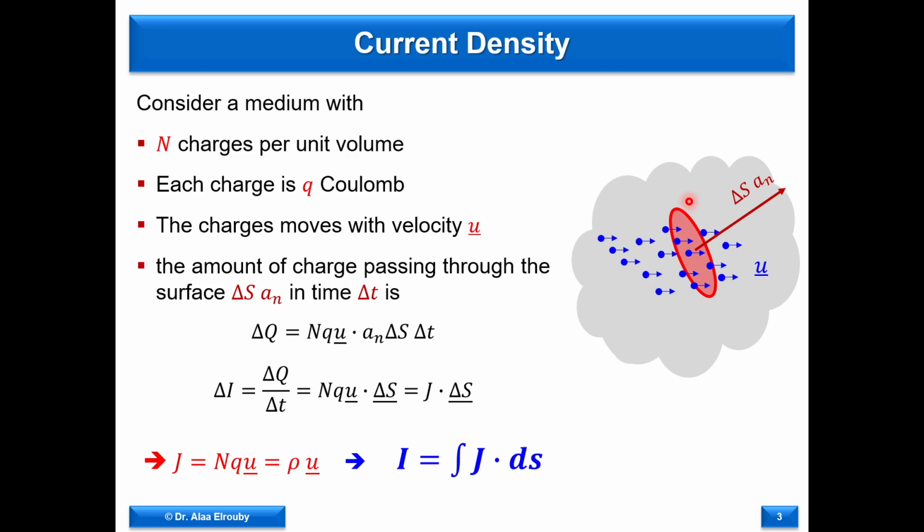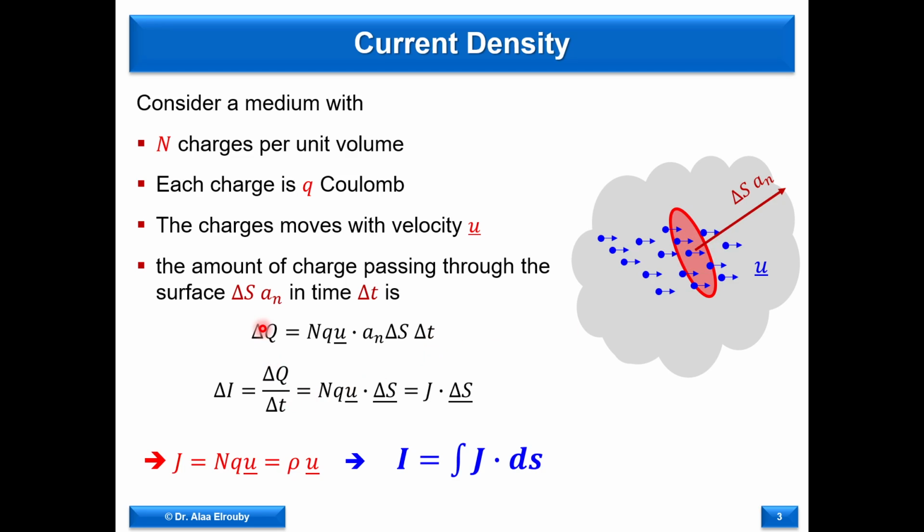this amount of charge that passes through this surface in delta t time equals the number of charges multiplied by the charge q. So this is the number of charges per unit volume, so this is rho volume, multiplied by the velocity dot delta S times delta t. This will be the total charge passing through the surface in this time.